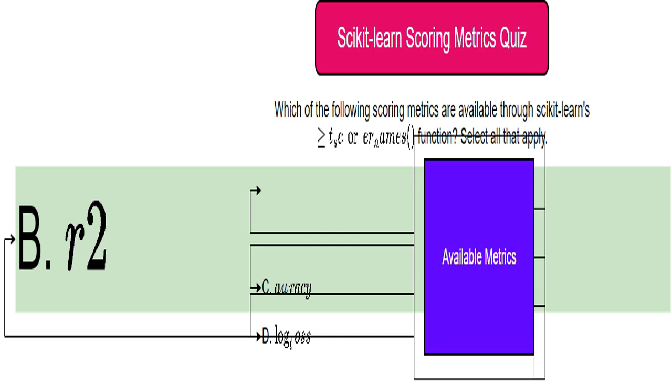This is the R-squared score. It measures the goodness of fit of a model and how well it explains the variation in the data. A higher R-squared value suggests a better fit. Think of it as the percentage of variance explained by your model.